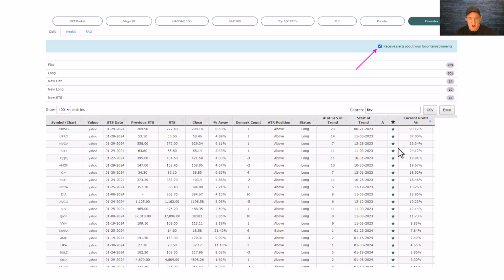You can see on my favorites list the huge percentage some of these are up. And these are all real time. These all triggered. They're not back tested. All these signals are real. Some of these, CrowdStrike has raised its stop 23 times. That's awesome. And UPRO, I think it's actually up 40%.